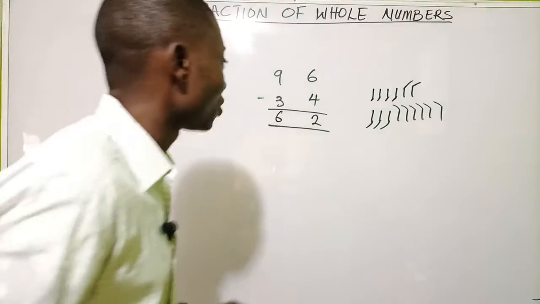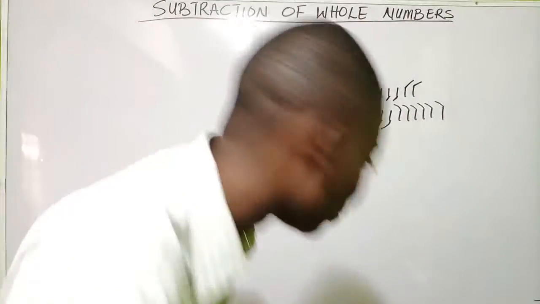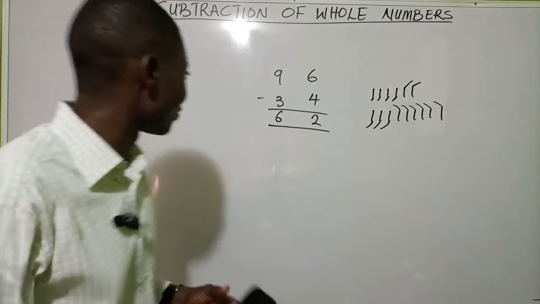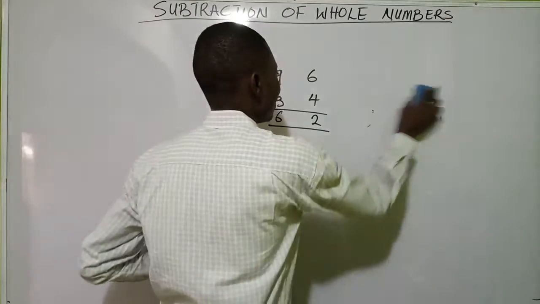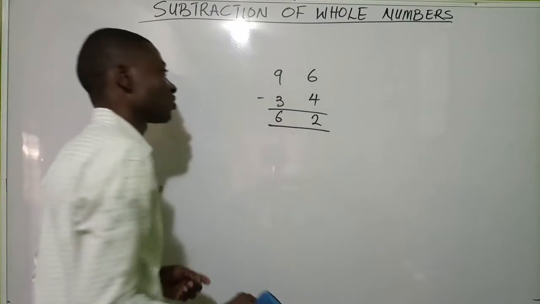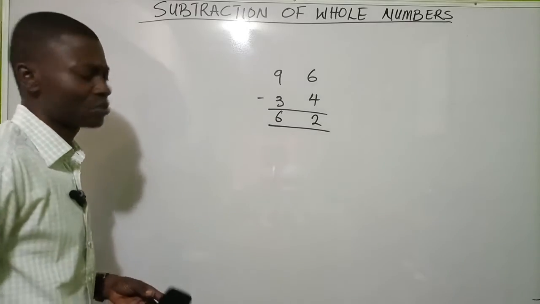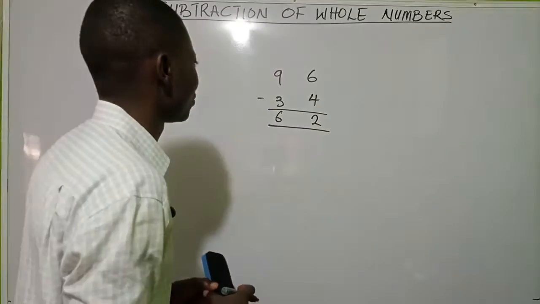So that is it. Not difficult at all. So 96 minus 34 will give us 62. So that is it. Not difficult. Now, sometimes we can have a different type of question.